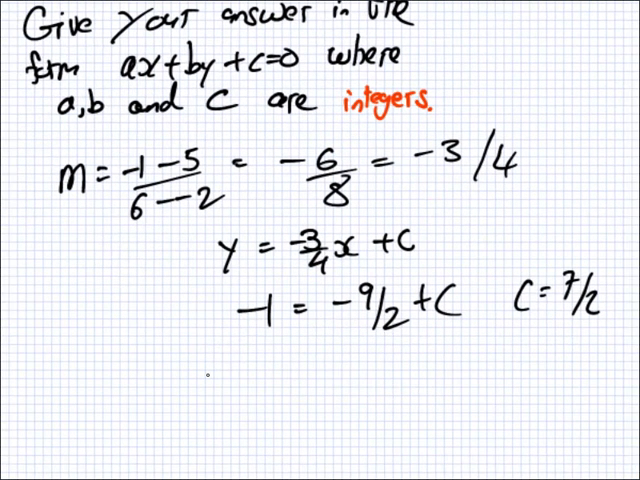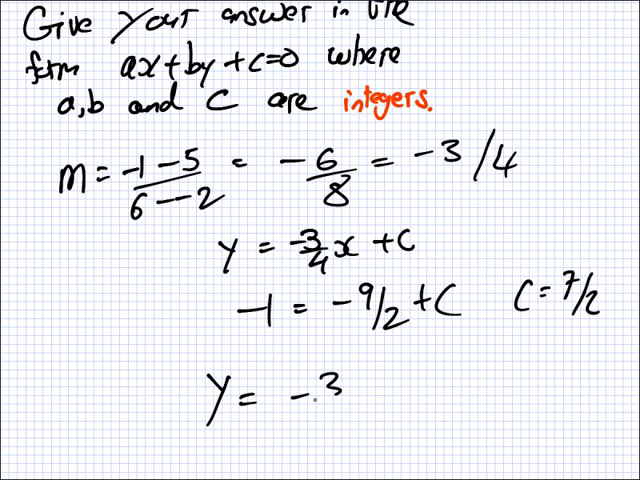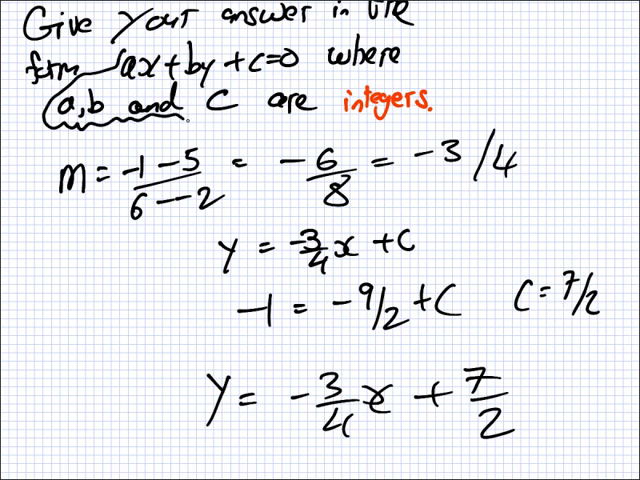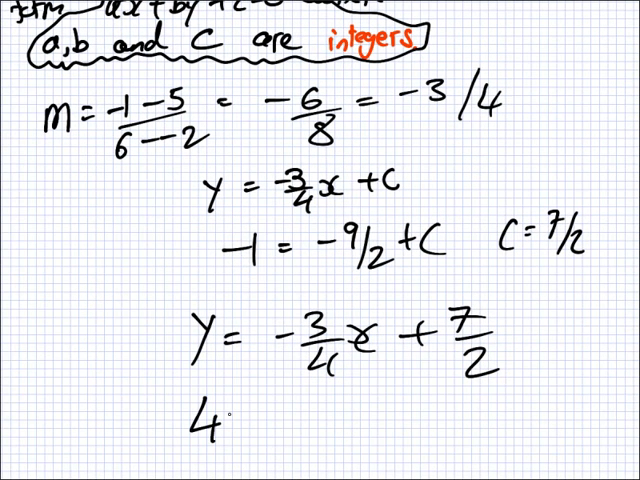Now, many students will give the answer as this, and they would not get the full marks, because what's wrong with this answer? Times 4, everything times 4. Yeah, because you want the answer like this. So first you'll have to times everything by 4. 4y equals minus 3x plus 14. But even that's not finished. What do I have to do next?